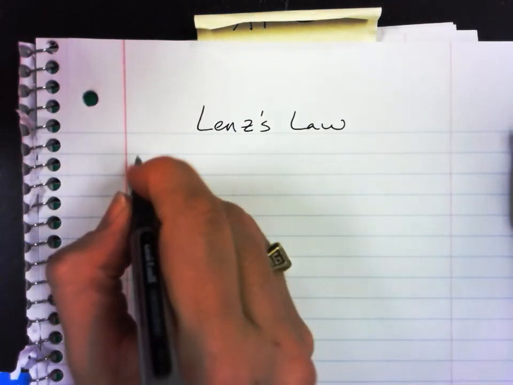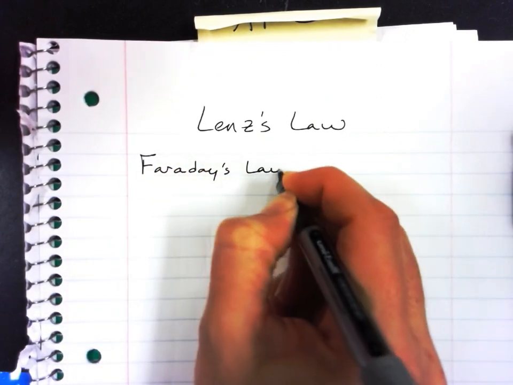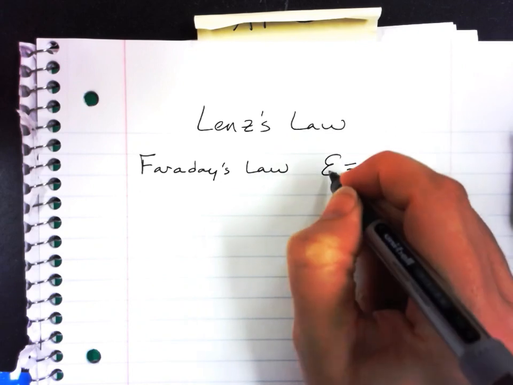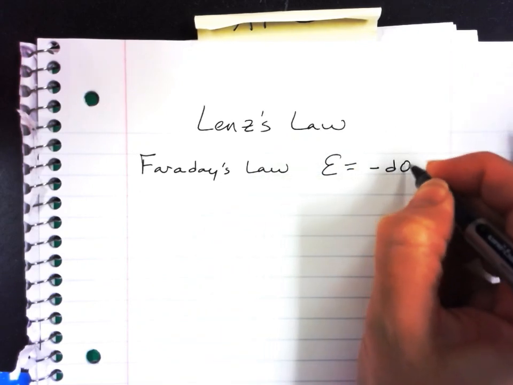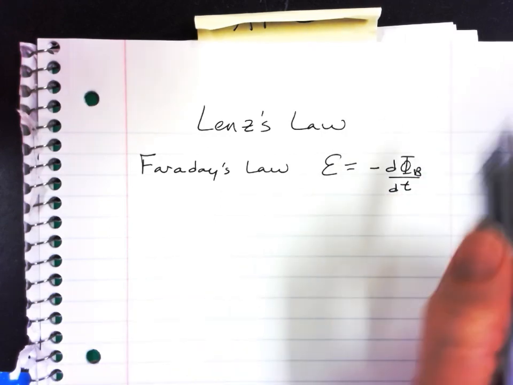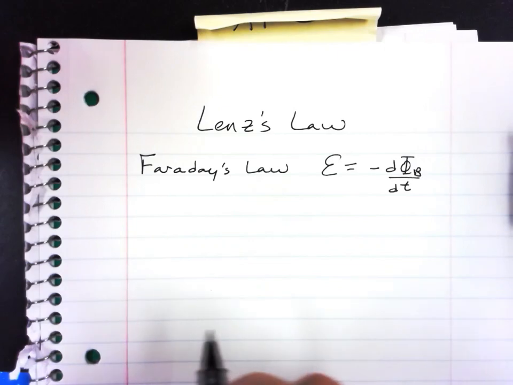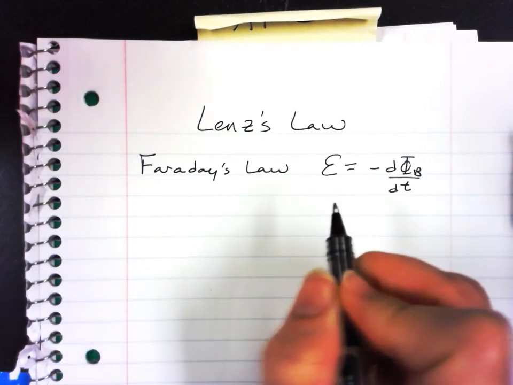So yesterday we talked about Faraday's law, and we ignored part of it. Faraday's law is induced EMF is negative derivative of the magnetic flux. So if you have a changing magnetic flux, you're going to induce an EMF. But there's this negative sign. That tells you about direction.